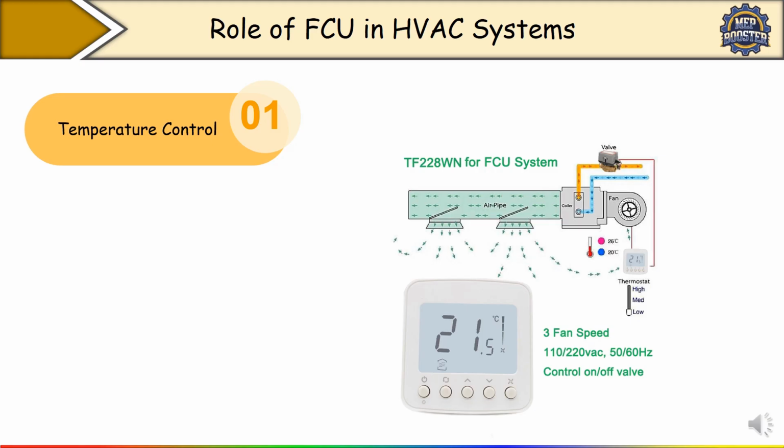Generally, if I take one example, in a hotel, suppose each room is equipped with an FCU. If a guest prefers the room cooler, they can adjust the thermostat and the FCU will circulate chilled water to cool the room. While in winter, the same unit will switch to heating mode using hot water to warm the space. So this is the first role of FCU.